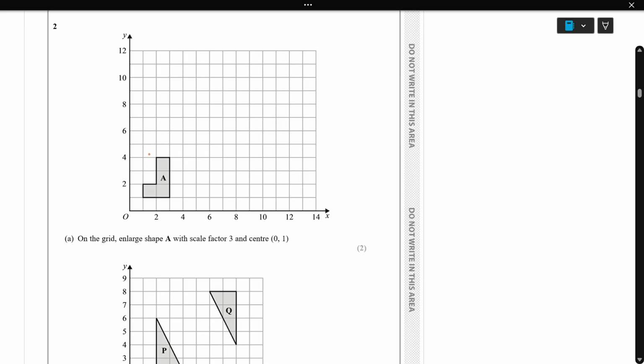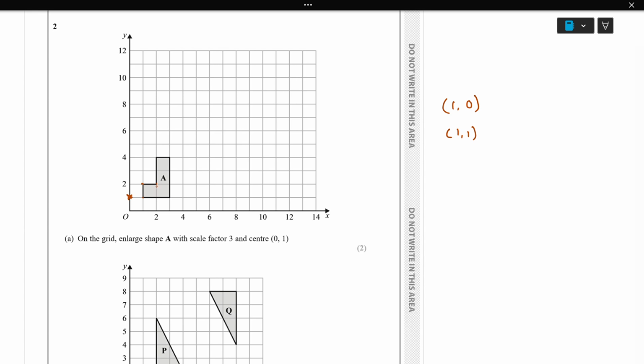Question number 2. Here on the grid, enlarge the shape A with a scale factor of 3 and center (0, 1). This is the center (0, 1), here. Okay, so enlarge the shape. First we'll find this point: from the center, only 1 unit right, that's it. So 1 unit right. The first one is always right or left, the second one is up or down. The second point is going to be 1 unit right and 1 unit up, which is (1, 1) from the center.